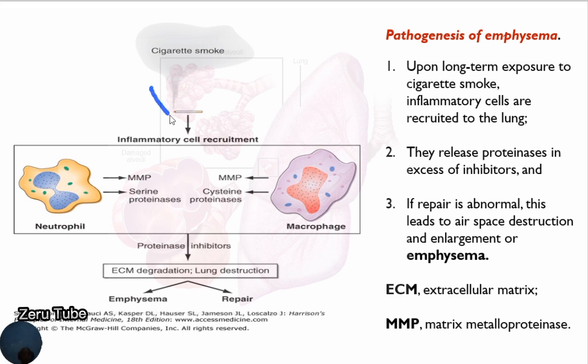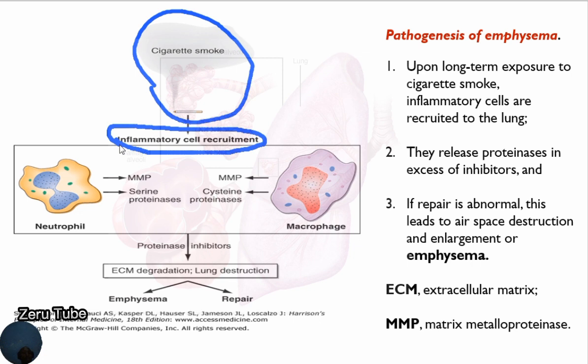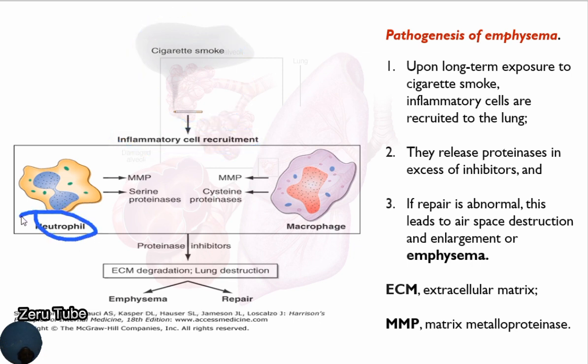First, the person smokes cigarettes, and inflammatory cells like neutrophils and macrophages are recruited. They produce mediators, mainly proteinases, serine proteinase and cysteine proteinase, chemical enzymes that break down protein. Proteinase inhibitors are overwhelmed, leading to degradation, and they can cause lung destruction, with extracellular matrix degradation.